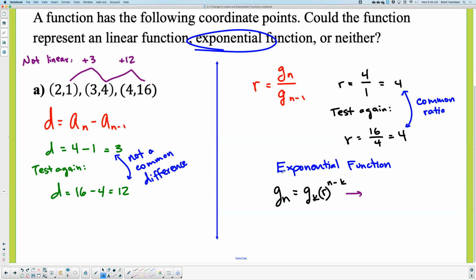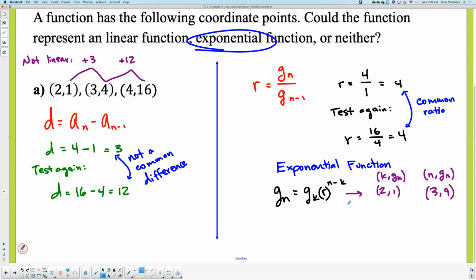That'll be great. So what I'm going to do here is I'm going to say that 2, 1, that's going to be our K and GK. Then 3, 4, that's going to be our N and GN. And we can solve for there to find whatever else we need.